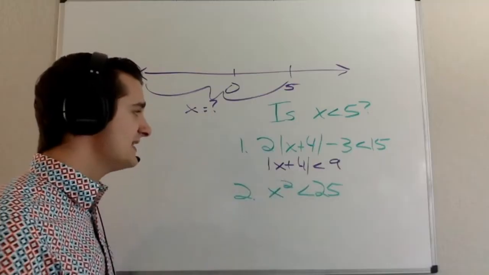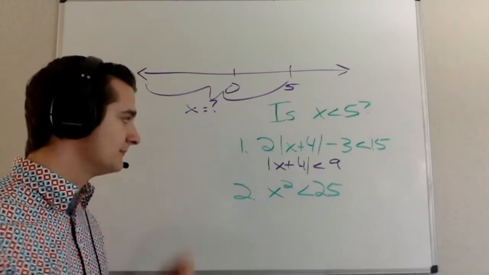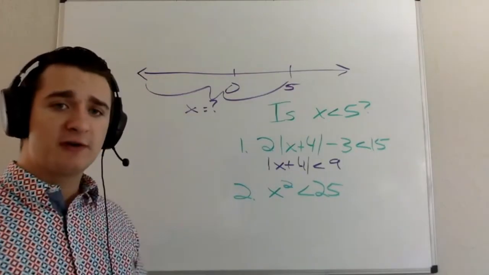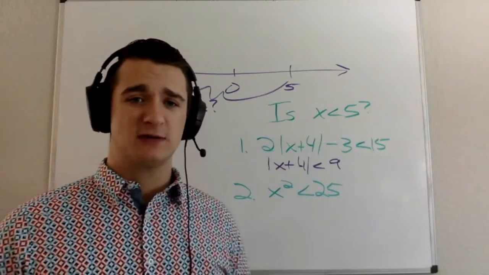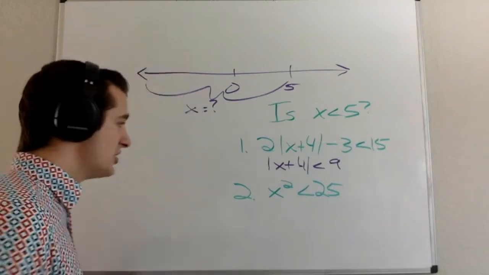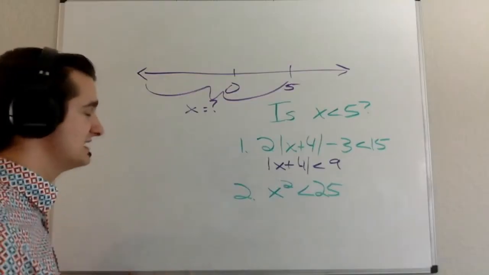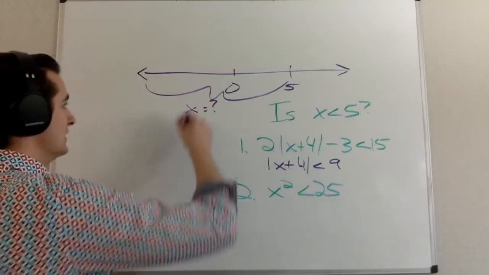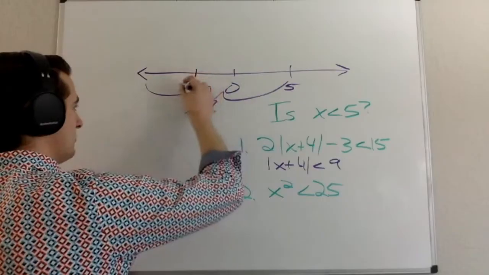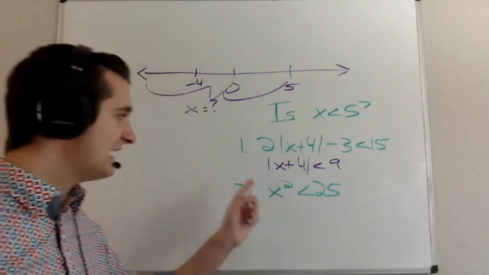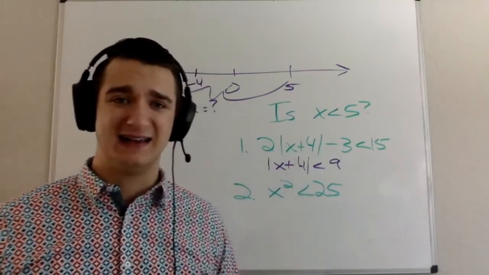So it tells me that the absolute value of x plus 4 is less than 9. And you remember that on the previous question, we talked about thinking about absolute value in terms of distance. So I could say that the absolute value of x plus 4 tells me that the distance between x and negative 4 is less than 9. So negative 4 is kind of a key point for me here.